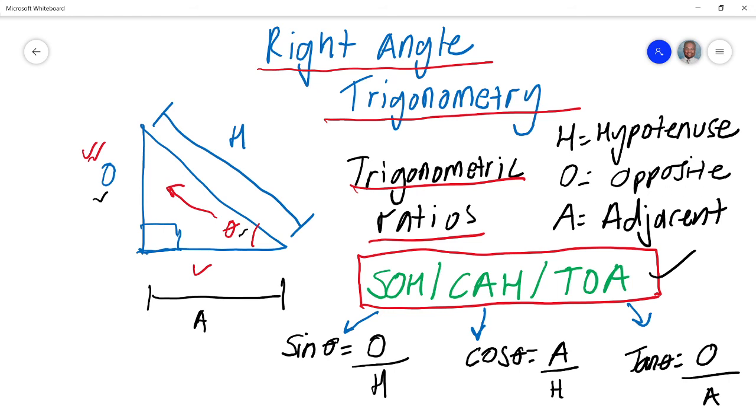O is opposite, A is adjacent, H is hypotenuse, and S stands for sine, C stands for cos, and T stands for tangent. So sine theta is opposite over hypotenuse, cos theta is adjacent over hypotenuse, and tan theta is opposite over adjacent. In my next set of videos, we're going to be applying questions that involve SOHCAHTOA.